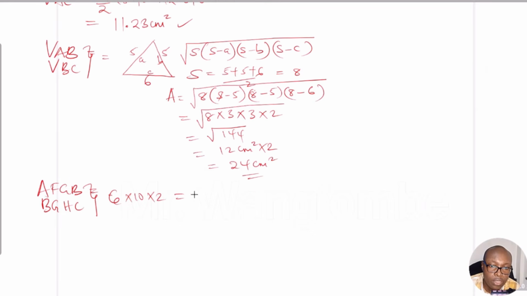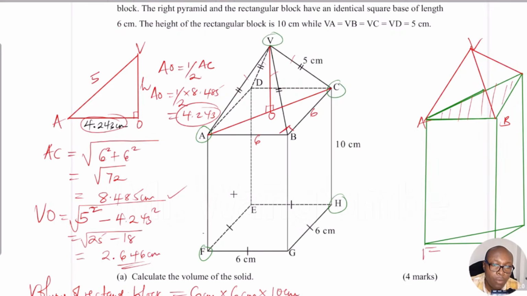So these will be 120 centimeters squared, both of them. 120 centimeters squared, 6 by 10.